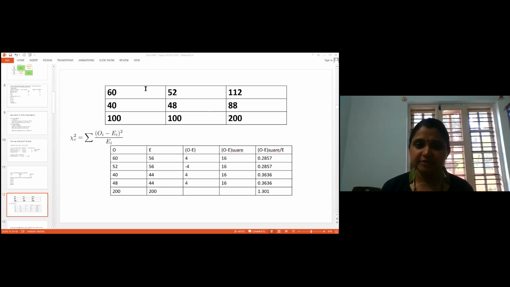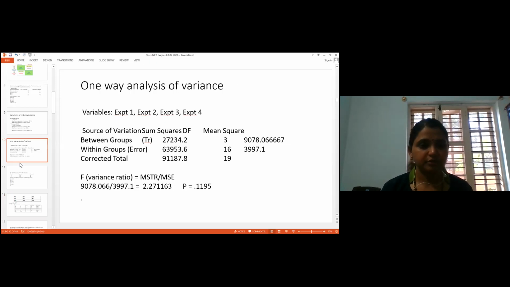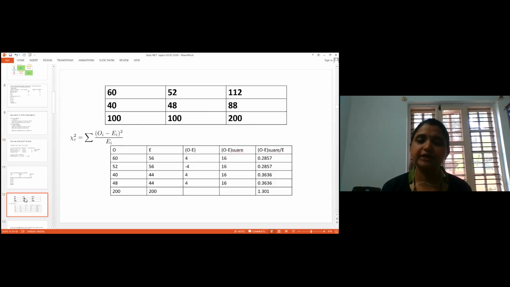O are these values, whatever is observed. This is O. 40 is another observed value, 52 is another observed value, and 48 is another observed value. The question had only those. What I did was find the row total and column total. These are the row totals, 112 and 88. These are the column totals, 100 each. If you have time, you can calculate it, otherwise we can also calculate directly here itself.